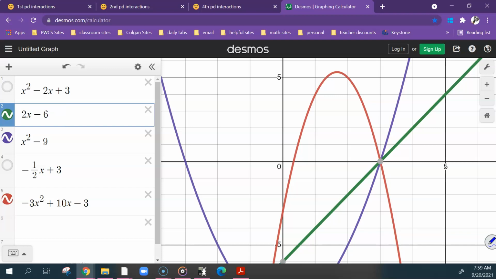2x minus 6, x squared minus 9, negative 3x squared plus 10x minus 3. So you can star or circle those 3. If you were to put those in your calculator, it would do the same thing, but you wouldn't be able to see them color-wise, so it would be a little difficult.